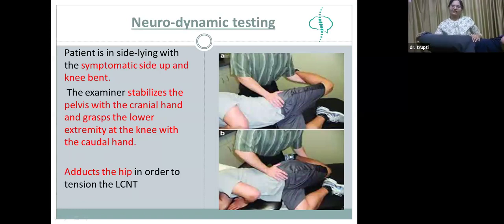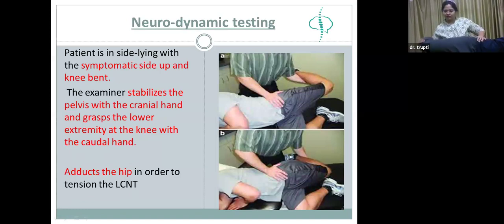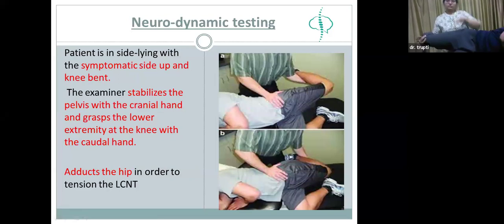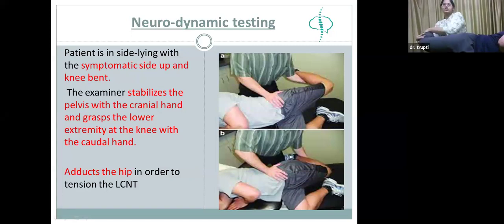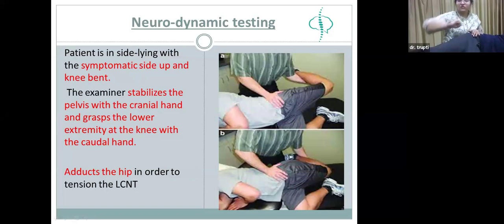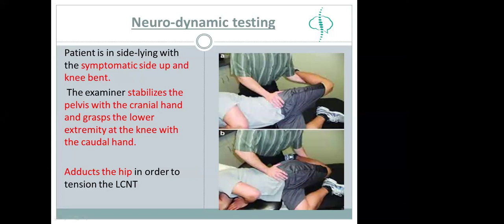So in this, you're going to bend the knee, stabilize the pelvis with your cranial hand and bring the hip in adduction. Is it visible now? Stabilize the pelvis and bring the hip in adduction. If the symptoms appear, that means the test is positive. So was it visible? It is visible, yes.